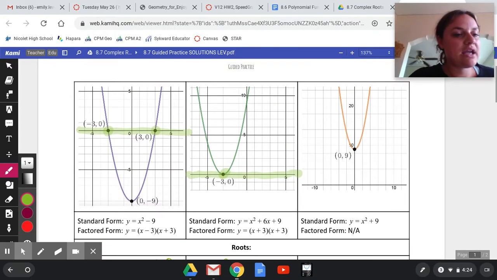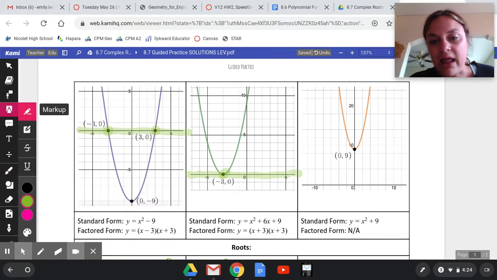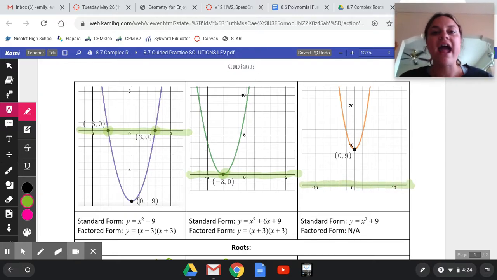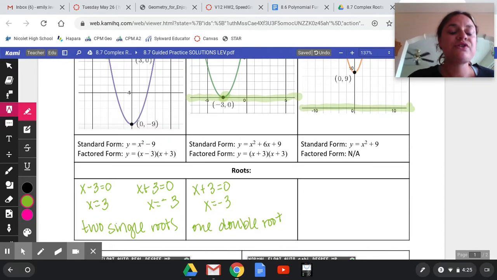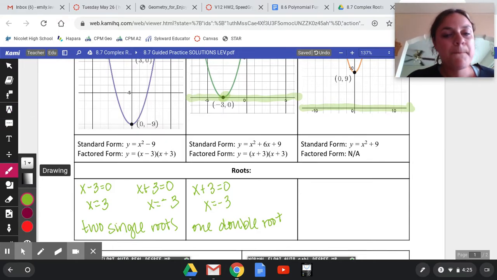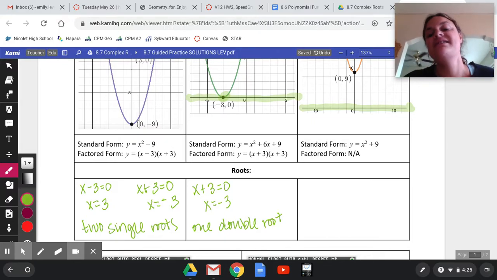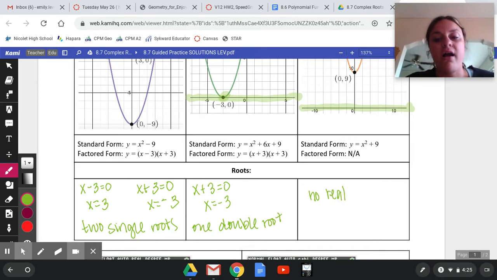Now we have this third case over here on the right. If I highlight my x-axis, there are actually no places where my parabola hits the x-axis. It's a quadratic, so it still must have two roots. Polynomials always have the same number of roots as their degree. But because I can't see anything on the x-axis, that means there are no real roots, but there are imaginary roots, or complex roots.